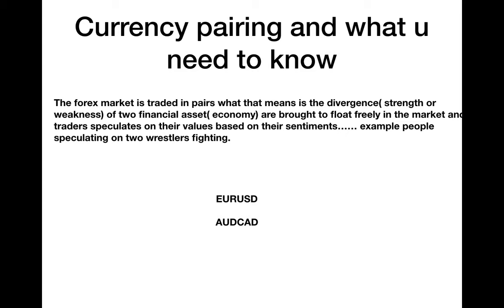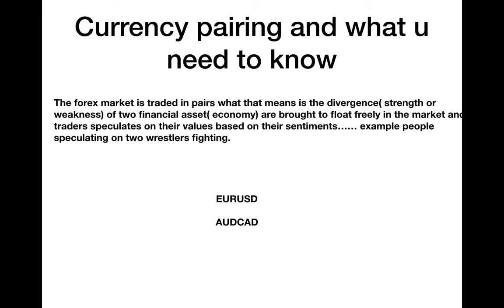Now let's move further: currency pairing and what you need to know about it. We have different currency pairs in Forex, like the Euro USD, AUD, USD JPY, and all of them. How this works is that the Forex market is traded in pairs. What that means is that it's the divergence, the difference, by which I mean the strength and weakness of these various economies, that is being traded in the foreign financial market.